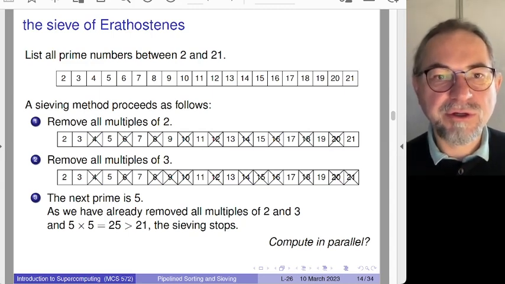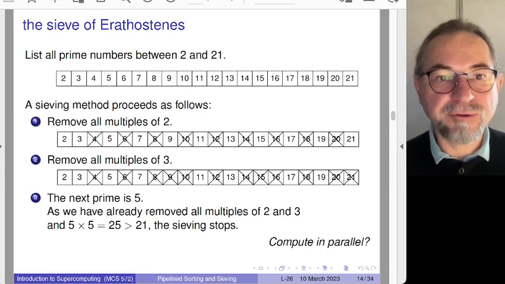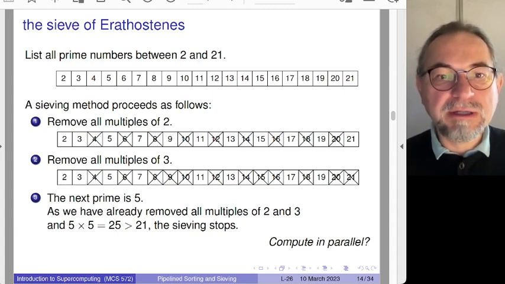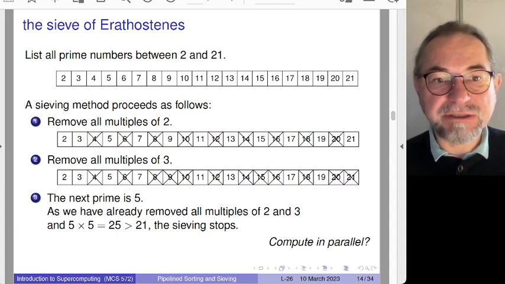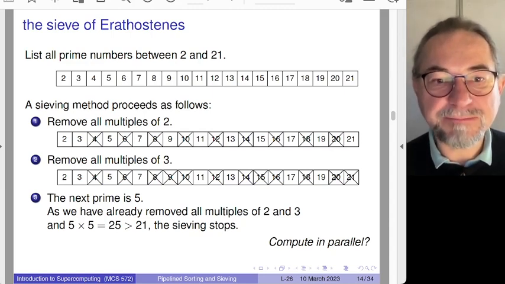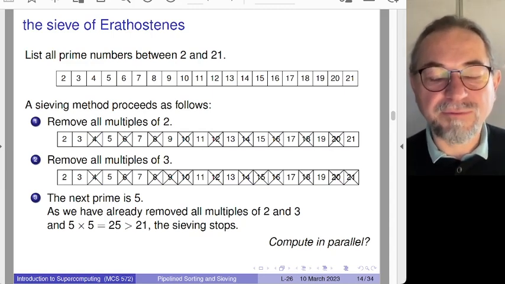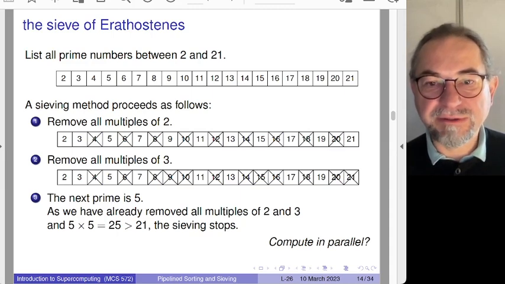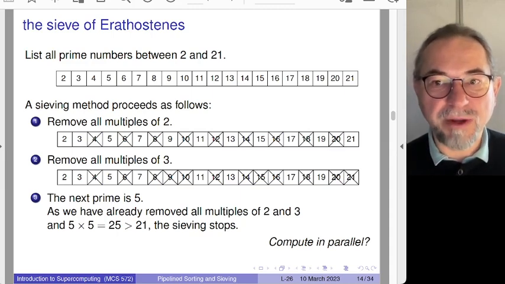So we first look at the first number, 2. It's a prime number, so we remove all multiples of 2. The next number that is not removed is 3, so we remove all multiples of 3. And then we get to 5, and we will remove all multiples of 5. But you see already that in these two steps, we already see all the prime numbers.